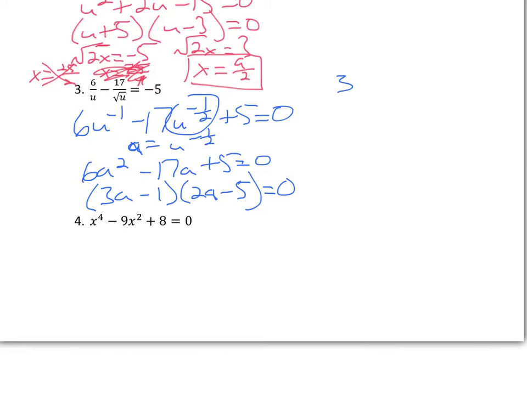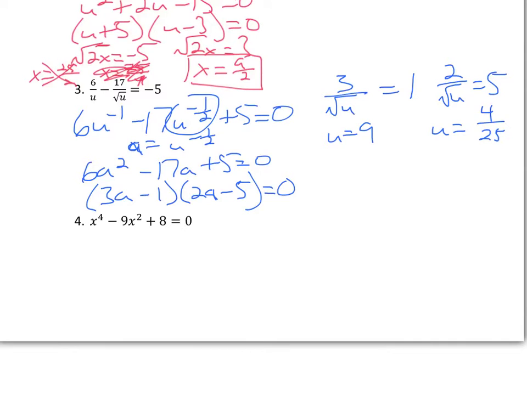So we've got 3 over square root of u. Okay, so 3a is the same as 3u to the negative 1/2, which is the same as 3 over square root of u. And that's equal to 1, or 2 over square root of u equals 5. Alright, now you can solve both of these equations by multiplying the square root of u over and then squaring both sides. So u equals 9 or u equals 4 over 25.